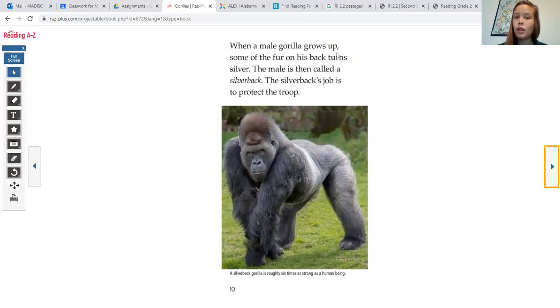When a male gorilla grows up, some of the fur on his back turns silver. The male is then called a silverback. The silverback's job is to protect the troop.